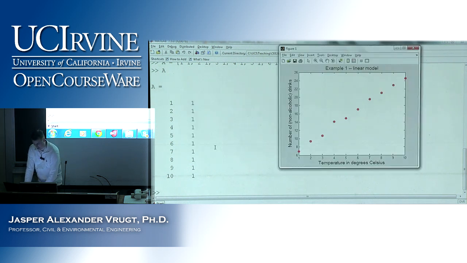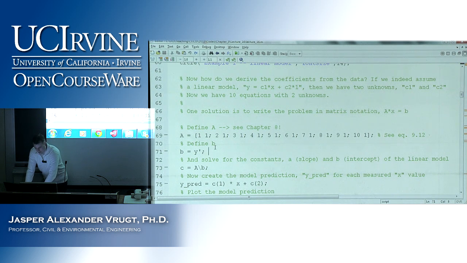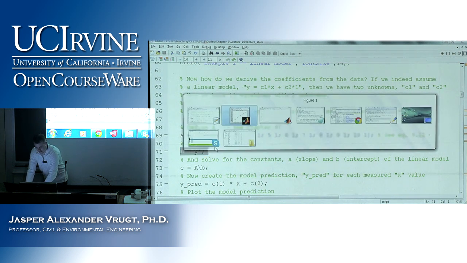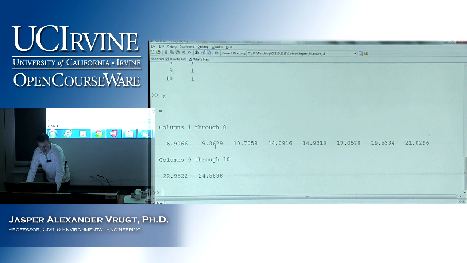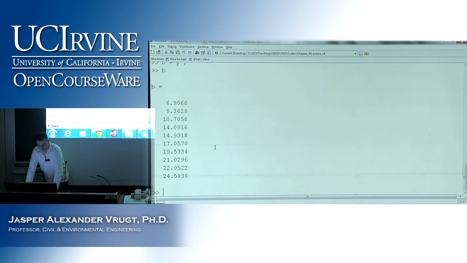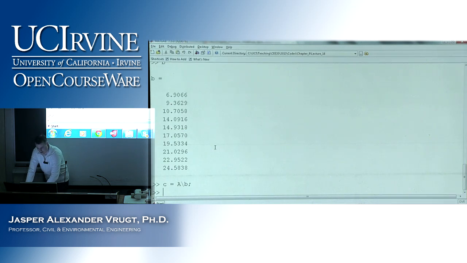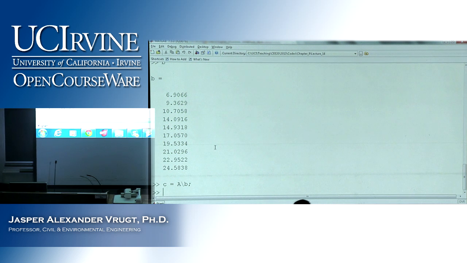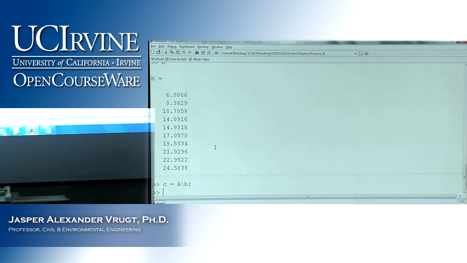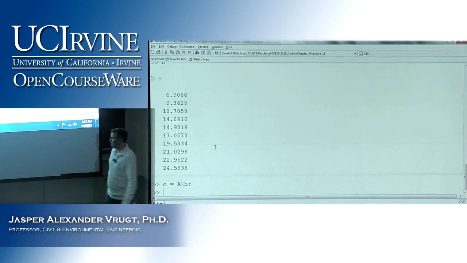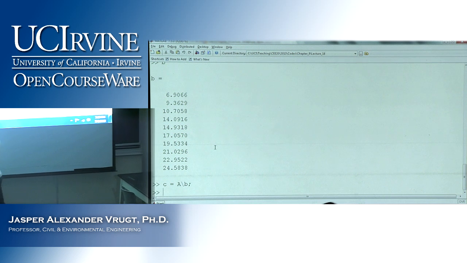So now I have this. Now B, we know that B are the measured Y values. Y is in this case horizontal and B needs to be vertical, so we transpose the Y values. That's Y prime. Now I have everything. So now I can use Gaussian elimination with the backslash operator, which multiplies B on the left-hand side with the inverse of A.